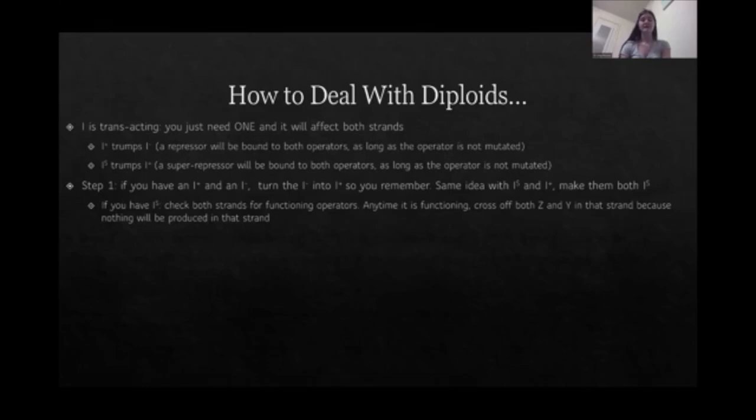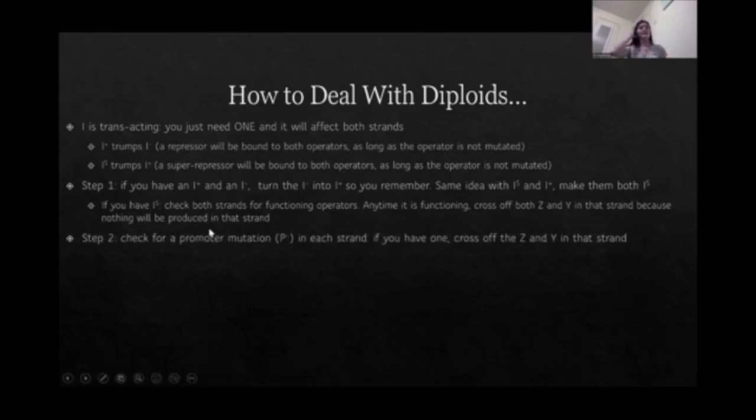So for step 2, we're going to do the same thing that we did before in step 2, which is look at the promoter mutation. And keep in mind that everything here is always going to say in that strand. Just because I have a promoter mutation on the top does not mean that I have it on the bottom. So once we change all of our I's in step 1 to say the same exact thing, you can just look at one strand at a time. And if you have a promoter mutation, you have P minus, cross off the Z and Y just in that strand.